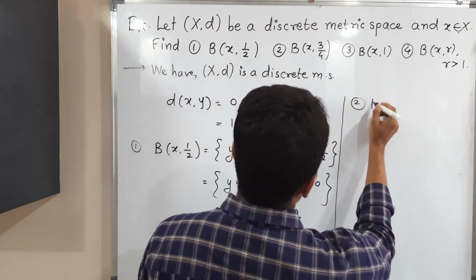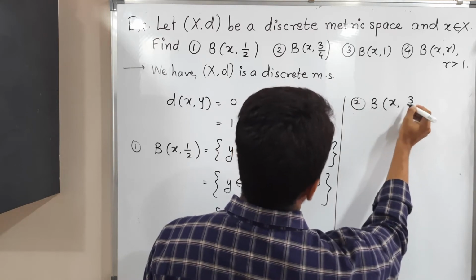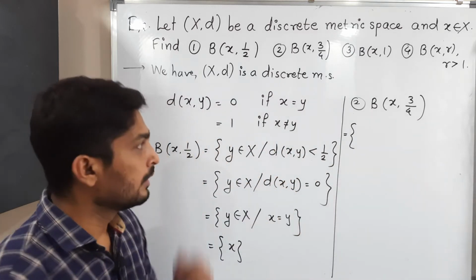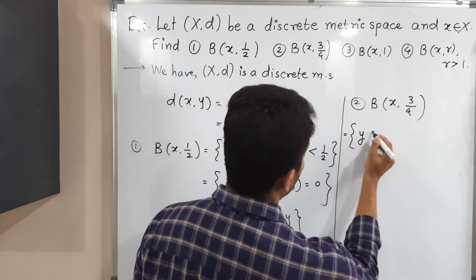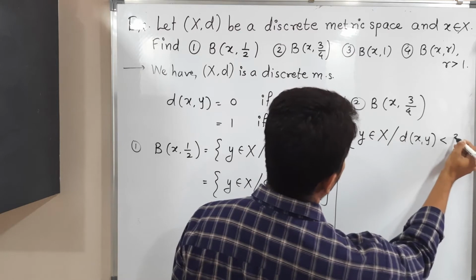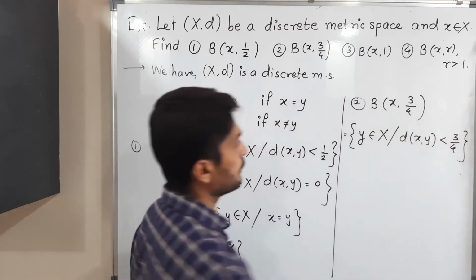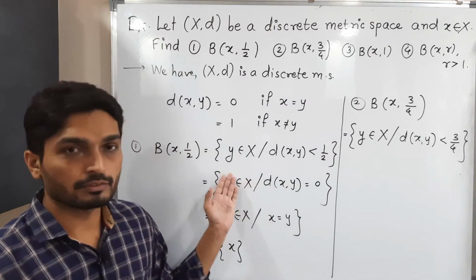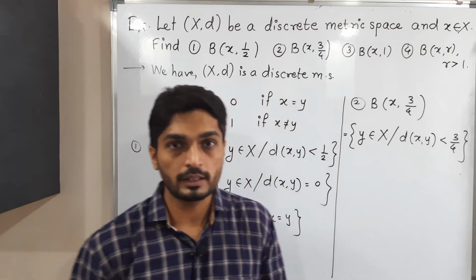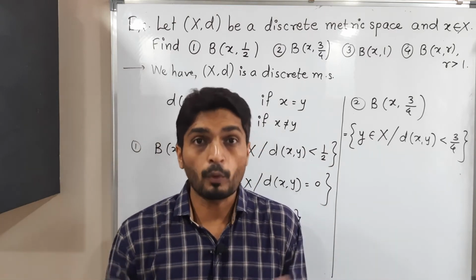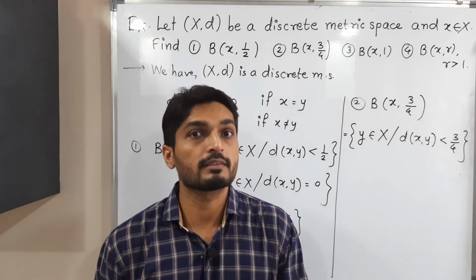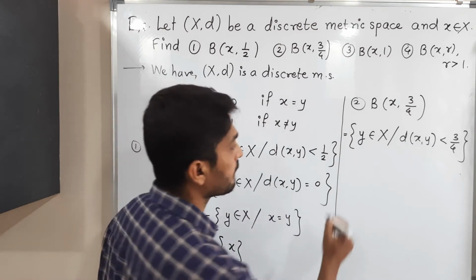What is the second question? The second sub question, B(x, 3/4). We don't have space here, so I will write below. So it contains all points of X whose distance from x is less than 3/4. So here the value of r is 3/4. So again I apply the definition here. Same definition. Here we had 1/2, but here we have 3/4, so that's why I wrote that. So it contains all points whose distance from x is less than 3/4, that means 0.75. Correct, 0.75.